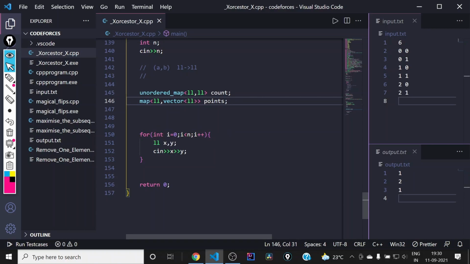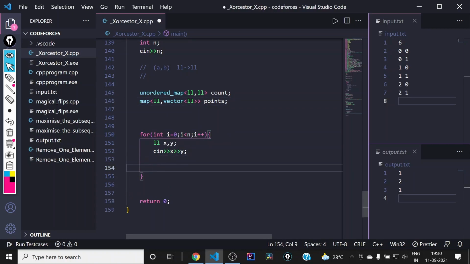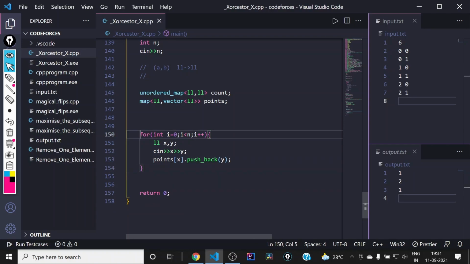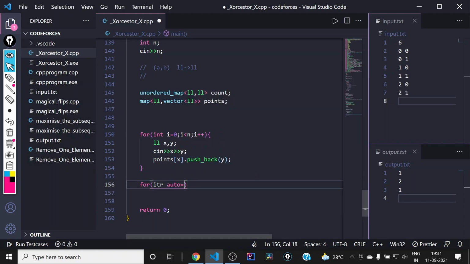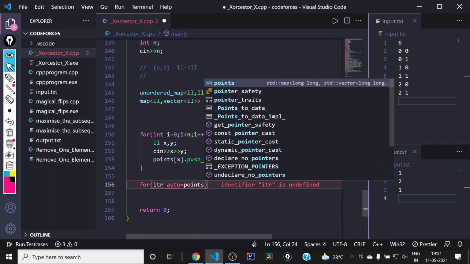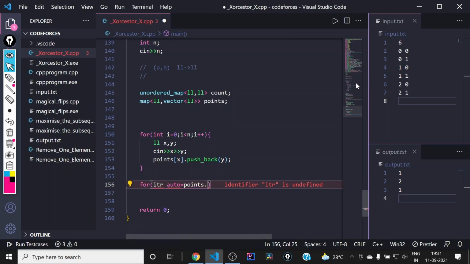So after taking input x and y, I'll be pushing y in the corresponding vector of x coordinate. After this step, all the points will be stored in their corresponding vectors according to their x coordinate, and now we can start iterating in the order of large x coordinate to smaller x coordinate.